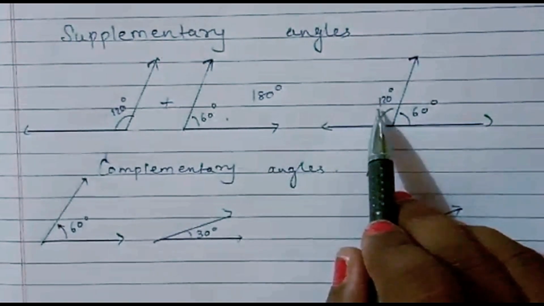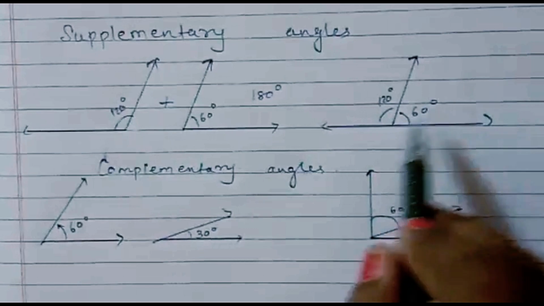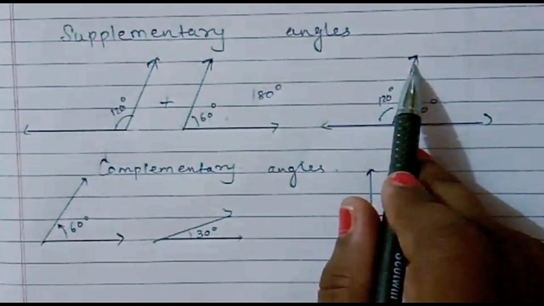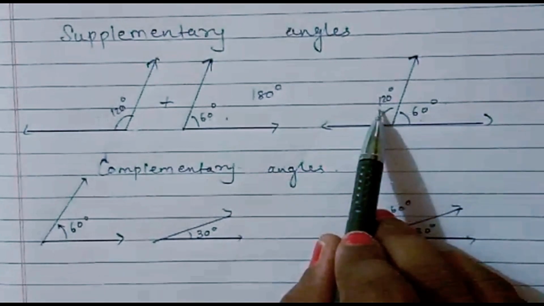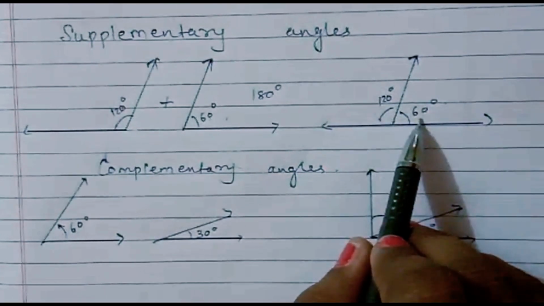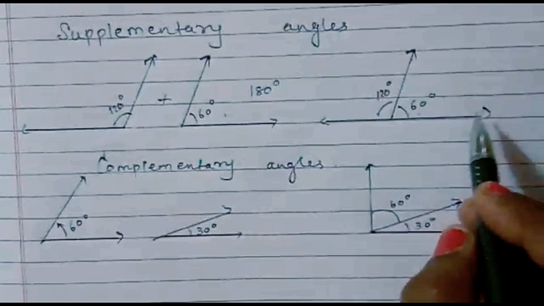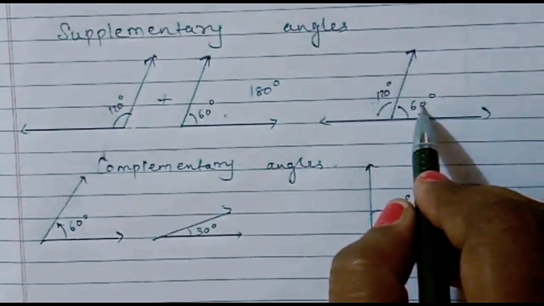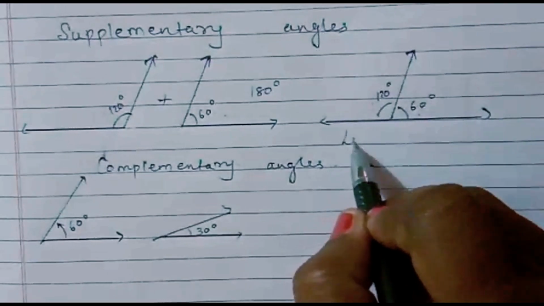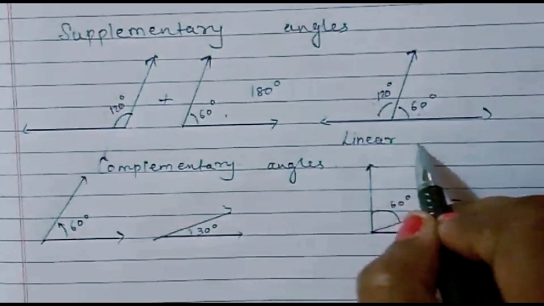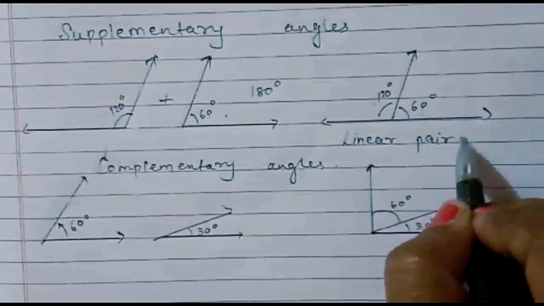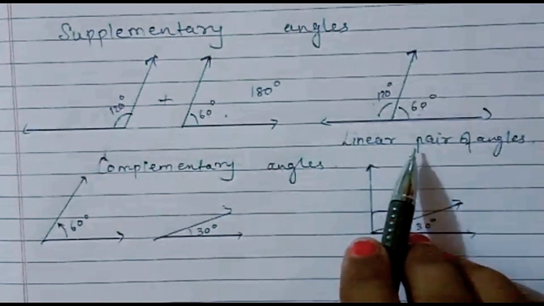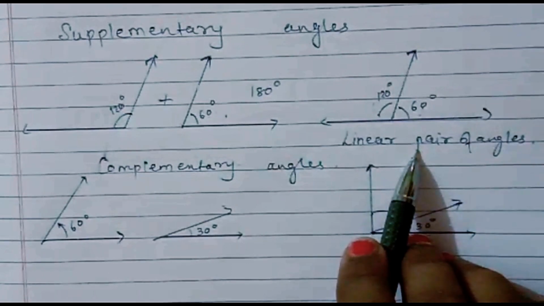Side by side I have given you one more example. Here these two angles already have a common arm, and they have the same measures, 120 and 60, with the sum as 180 degrees. So these two angles are also supplementary. But along with that, they are also called a linear pair of angles. This you will have to remember.